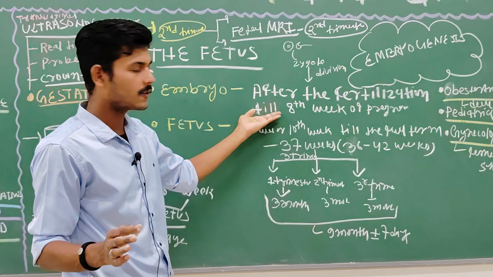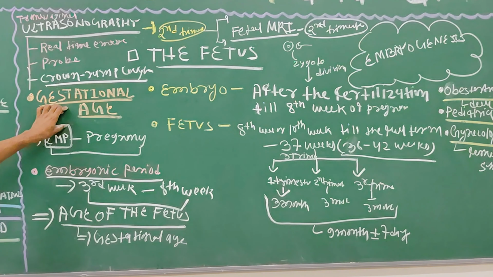The first trimester is about 3 months, so 3 trimesters means 9 months, plus or minus 7. This is the modern calendar. Then we defined gestational age, which denotes the fetal age. How do we calculate the age of the fetus? By calculating the gestational age, which is judged from the last menstrual period of the female until her whole pregnancy. Then we defined the embryonic age, marked from the 3rd week to the 8th week.